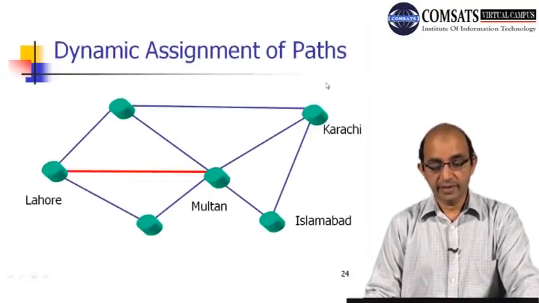Here we have dynamic assignment of paths. As I mentioned, each node will decide accordingly what the next path should be. If the packet is here at Lahore and has to go to Karachi, this node will decide which path it should adopt. Maybe there is congestion over here, a lot of traffic already there, so it can choose another path from Islamabad to Karachi.